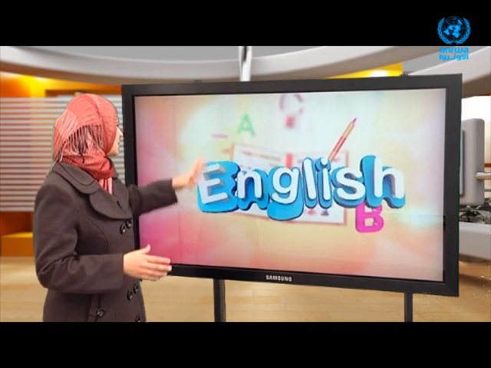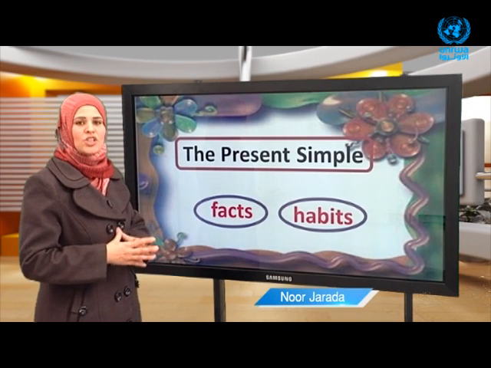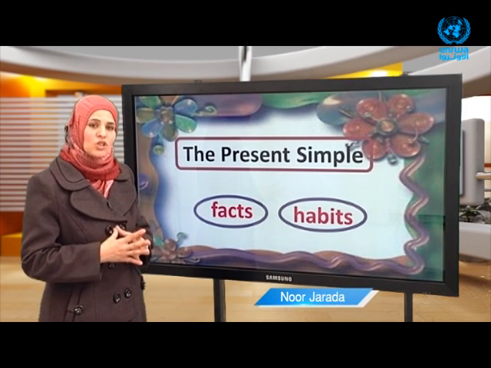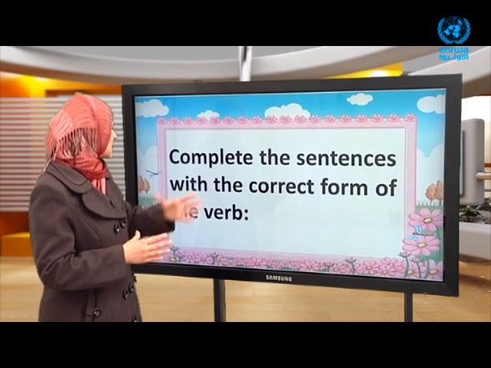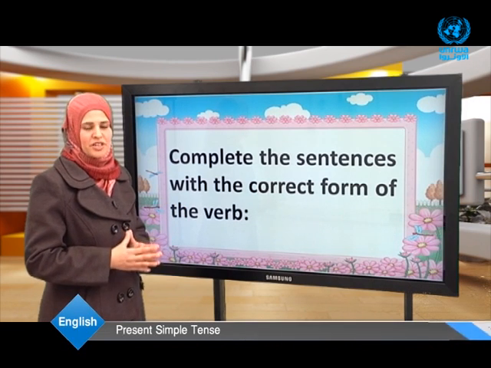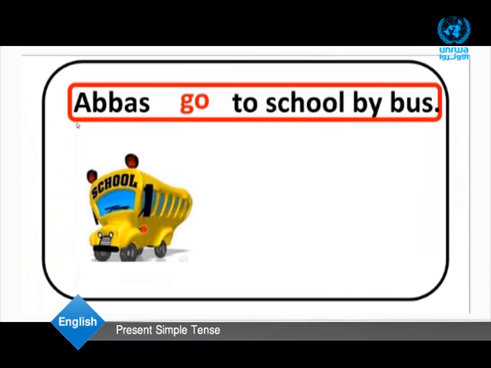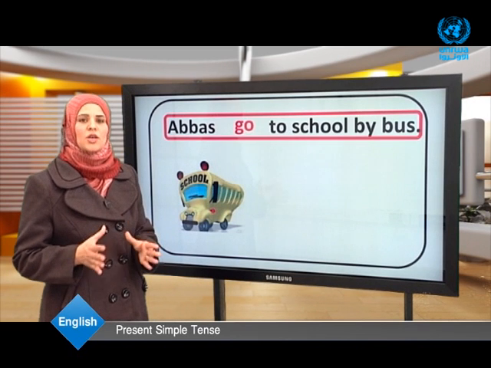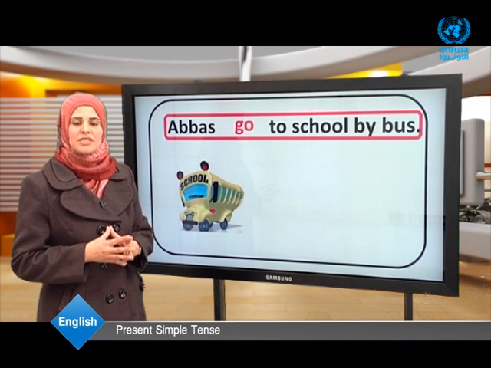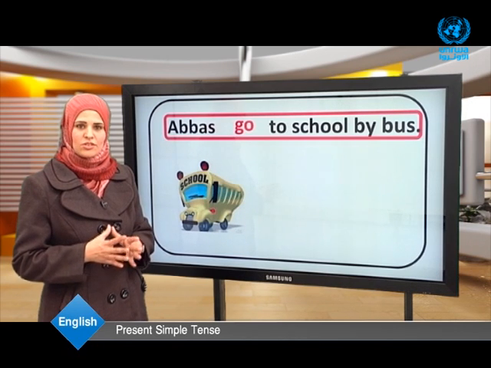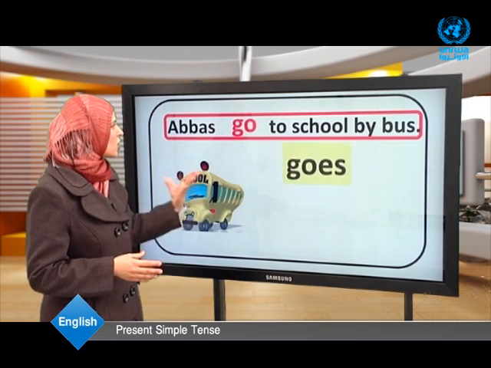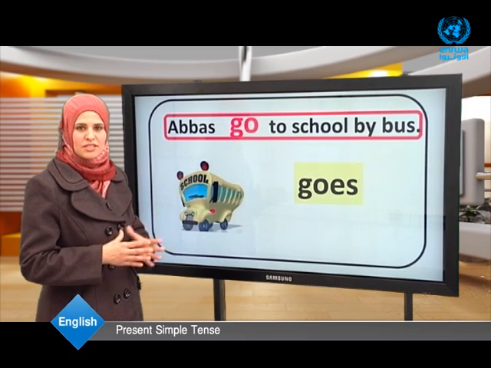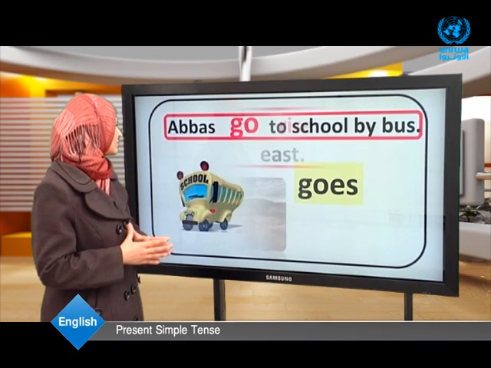Welcome back. Dear students, we are talking about the present simple tense, which is used to talk about facts and habits. So, let's together complete the sentences with the correct form of the verb. Look. Abbas go to school by bus. I want you to put the verb in the present simple tense. So, what is your answer? Great. Abbas goes to school by bus. Goes.